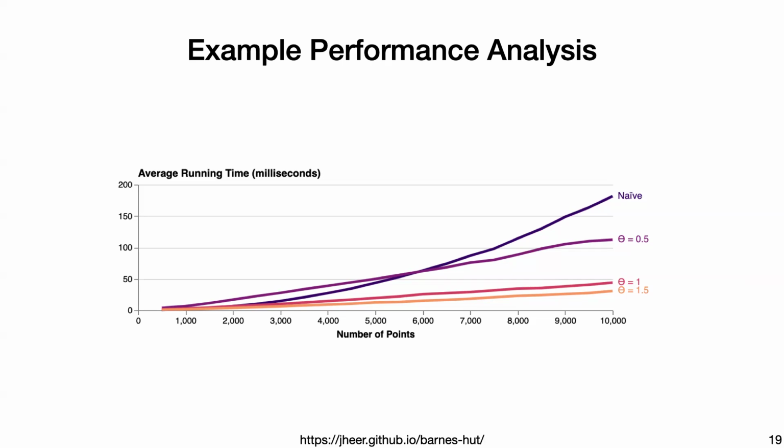So if you remember, theta means, if d over r is below theta, then it's too close. Yes. Wait, no, other way around. If it's above theta, then it's far. If it's lower, then it's close. And so higher theta means a looser approximation. And so we can see that the time decreases with theta.